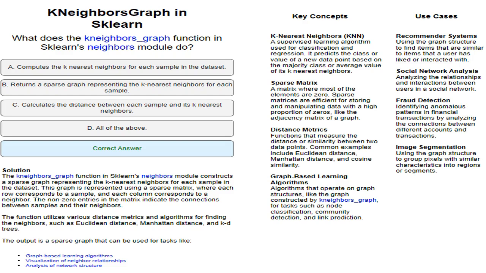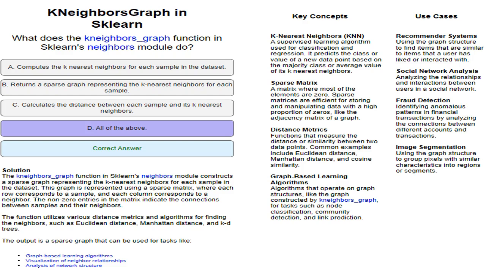What does the kneighbors graph function in sklearn's neighbors module do? A. Computes the k-nearest neighbors for each sample in the dataset. B. Returns a sparse graph representing the k-nearest neighbors for each sample. C. Calculates the distance between each sample and its k-nearest neighbors. D. All of the above.